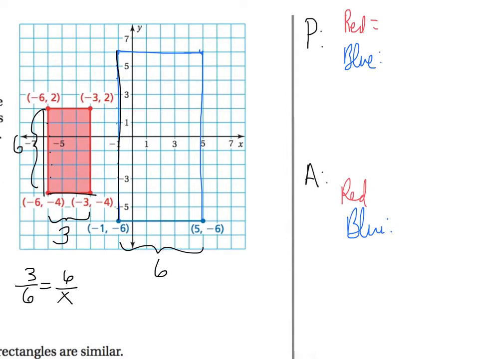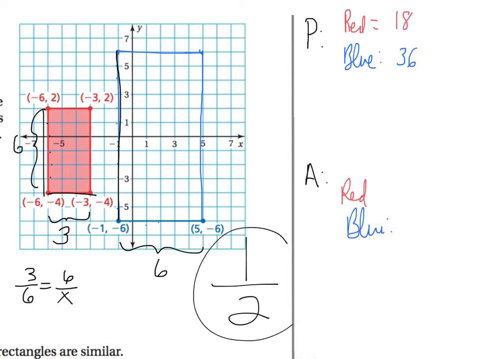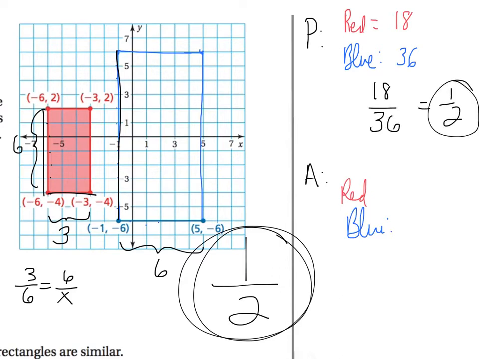Well, the red perimeter is 18 units. The blue perimeter is 1, 2, 3, let's see, 6 and 12. That was 18, so it'd be 36. What was the ratio of the side lengths? The ratio of the side lengths was 1/2. What's the ratio of the perimeter? It's 18/36, which is 1/2. So what conjecture can you make from the perimeters? Your conjecture is going to be that the ratio of the perimeters of the shapes is equal to the ratio of their corresponding sides.